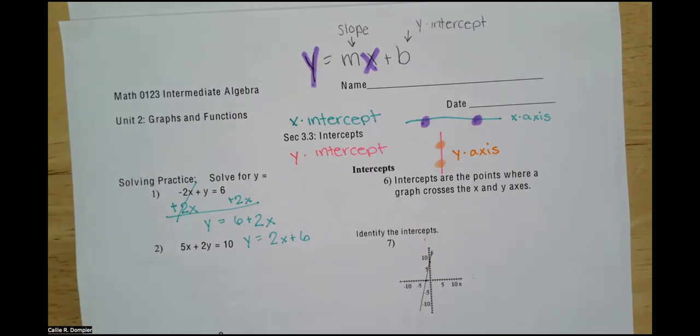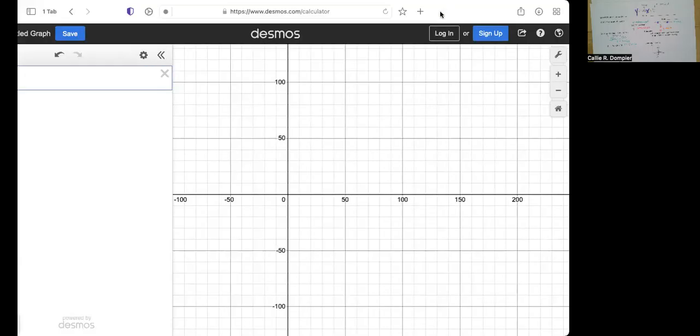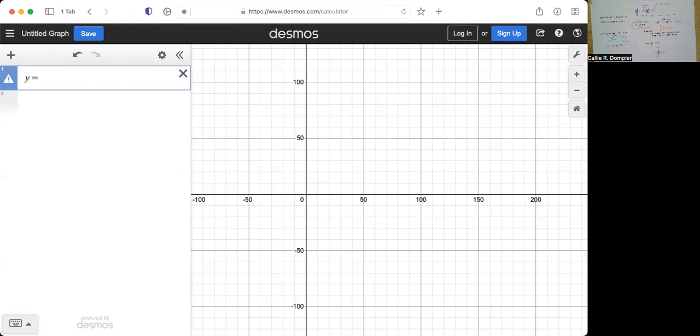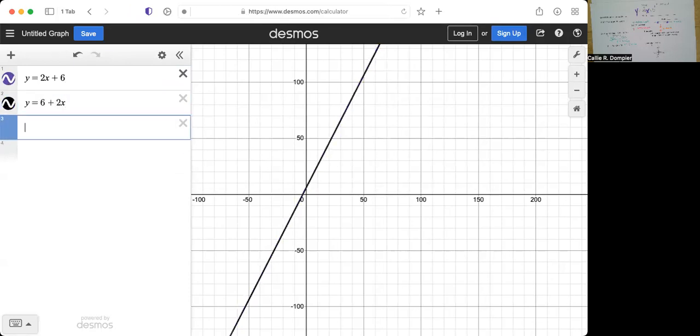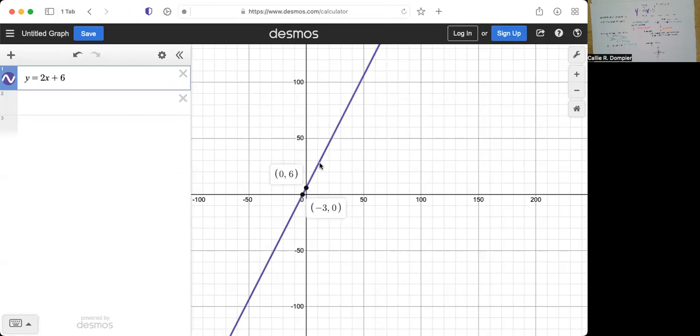All right, if I go and I put it into Desmos, y equals 2x plus 6. Even if I said y equals 6 plus 2x, same line. All right, doesn't matter. Plus 6 is going to be where it crossed the y-axis. That's my y-intercept. My x-intercept is negative 3, 0. So Desmos again tells you your y-intercept and your x-intercept once you click on that line.